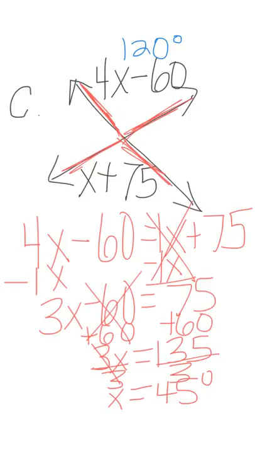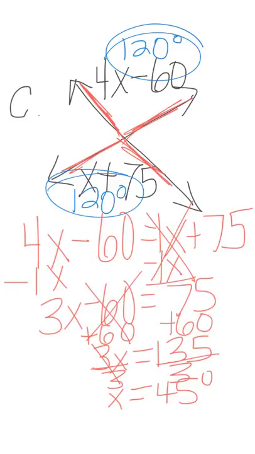Then plug the x in for x plus 75. So 45 plus 75 is 120 degrees. Because they're vertical angles, they should be equal, and 120 degrees does equal 120 degrees, so those measures were correct.